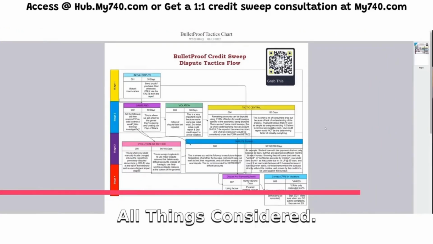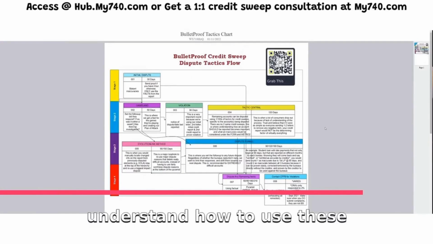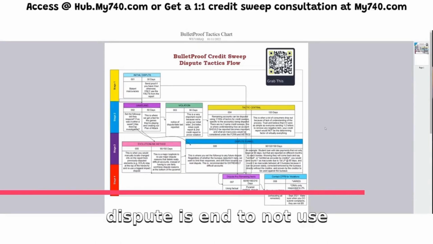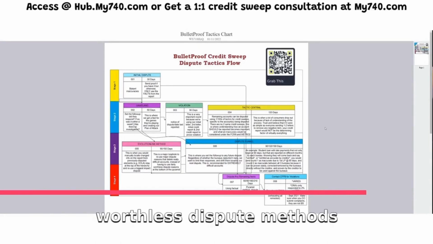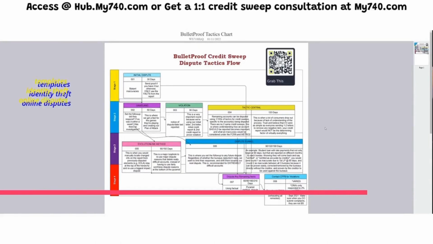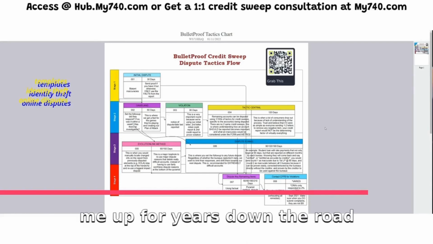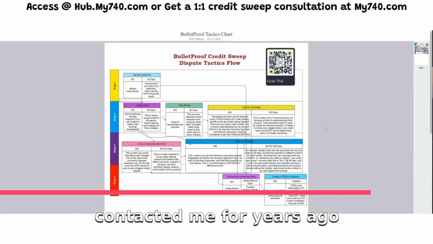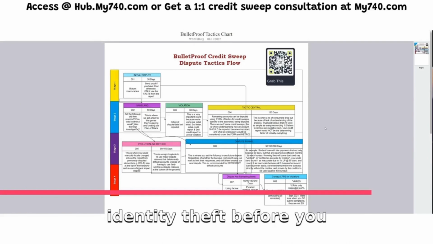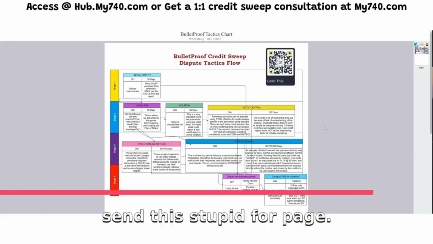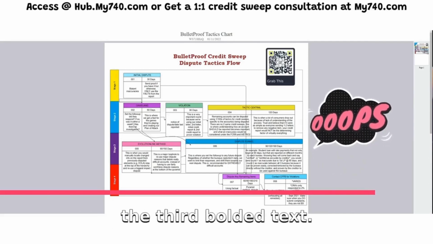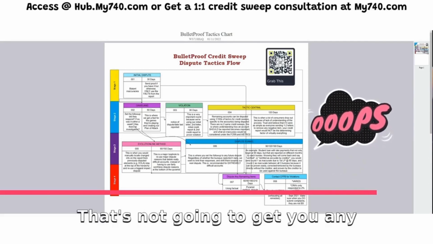So all things considered, yes, this is taking a little bit longer, but this is why it's so important that you understand how to use these tactics and what a factual dispute is, and to not use worthless dispute methods like sending in templates, because you're going to call me up 4 years down the road and say, hey, you know what? I need help now. And I'm going to say, hey, guess what? You should have contacted me 4 years ago, before you did identity theft, before you sent a 609 letter, before you sent this stupid 4-page pursuant to this, that, and the third bolded text type of letter that's not going to get you any results.